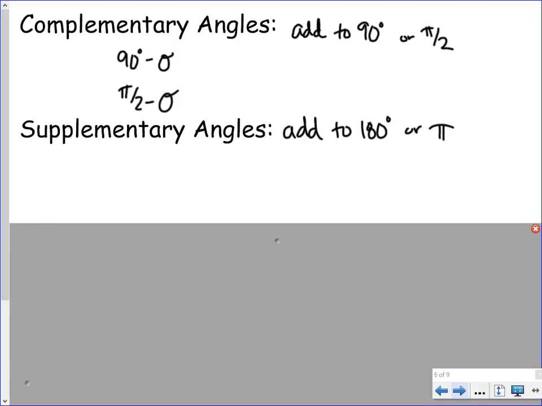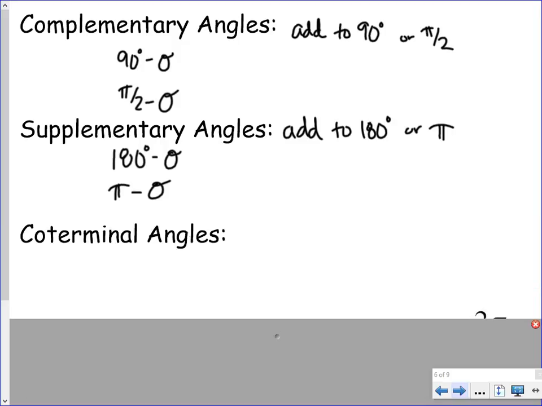Okay? And I could do the same thing with supplementary: 180 degrees minus the angle, or pi minus the angle. So those are not necessarily things that you have to memorize, but they're basically what everyone should be thinking about in their head. Take that total that it's supposed to be and subtract the one that you know.